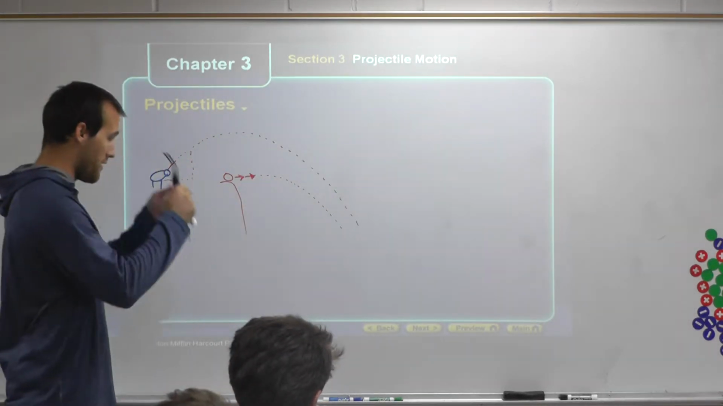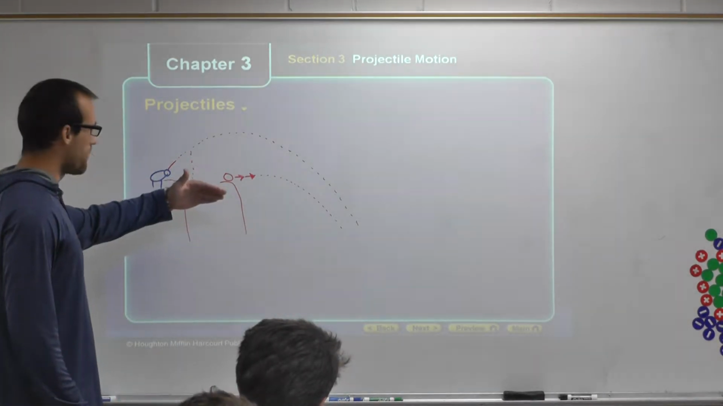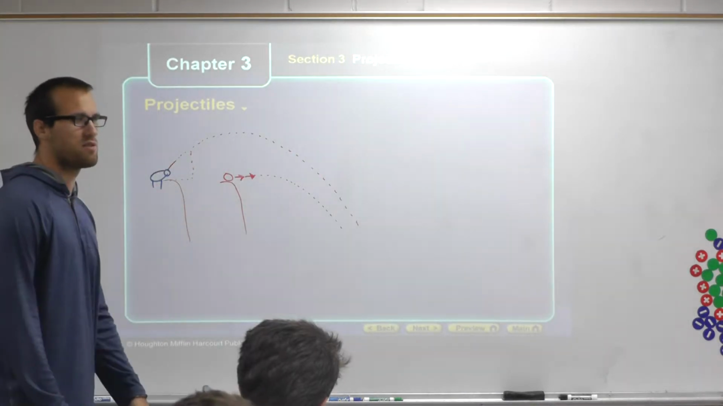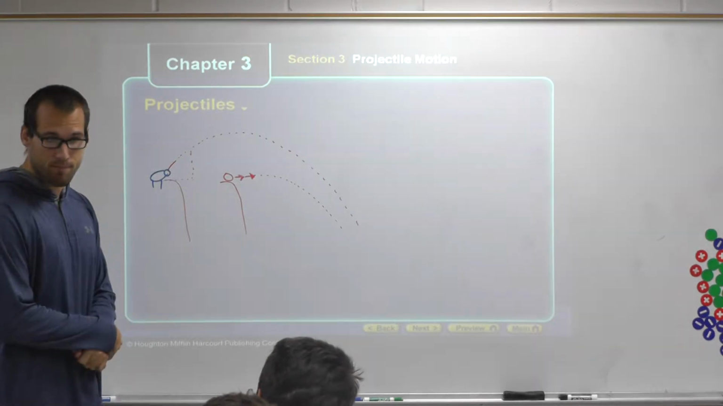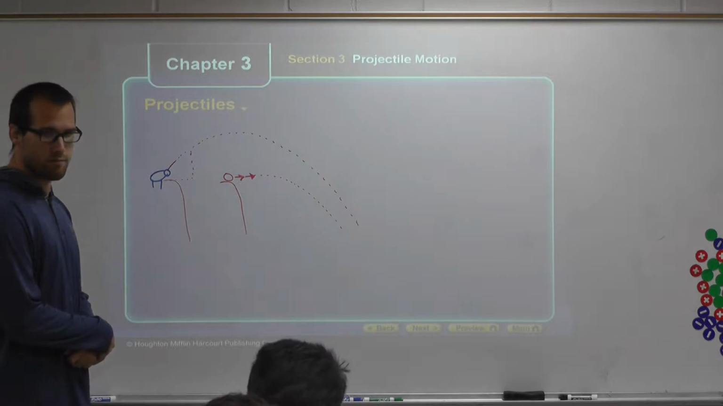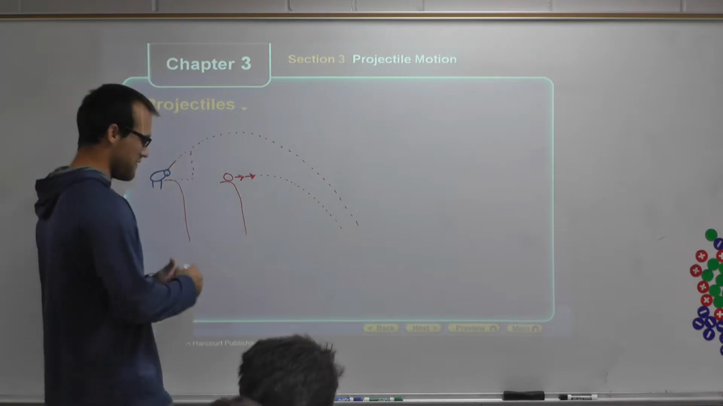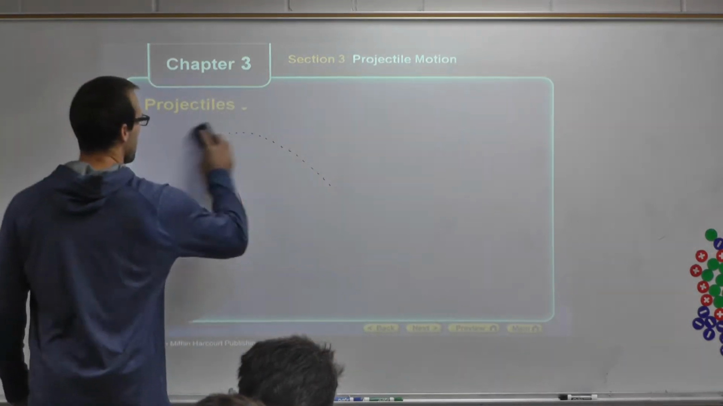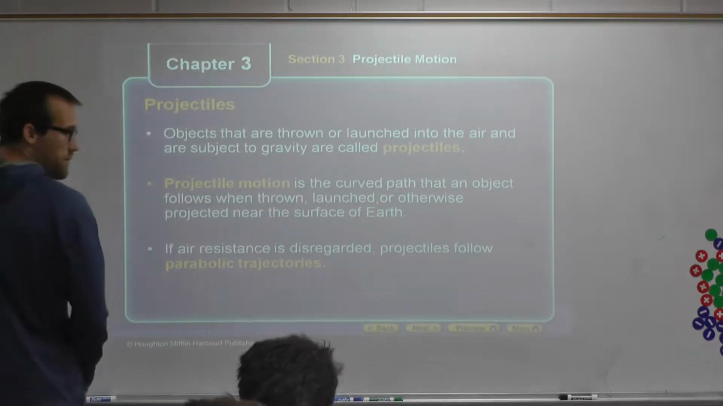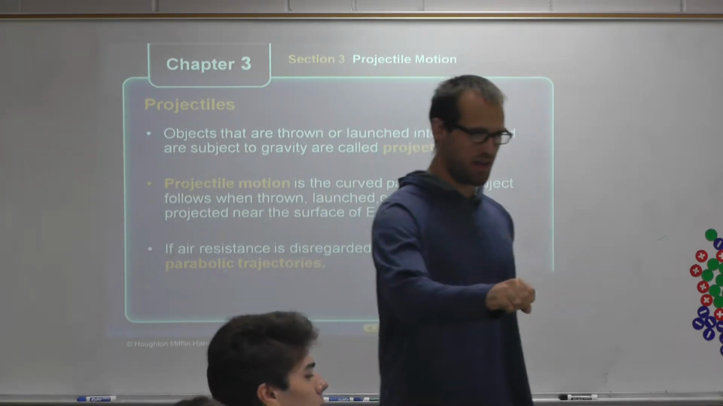So what I'm trying to say here is if I had a ball that I kicked perfectly horizontally, and I dropped another ball at the same height at the same time, they would land at the same time. Even if you kick it really hard, you can kick it as hard as you want horizontally, and it's going to hit the ground at the same time as if you just took it and dropped it.